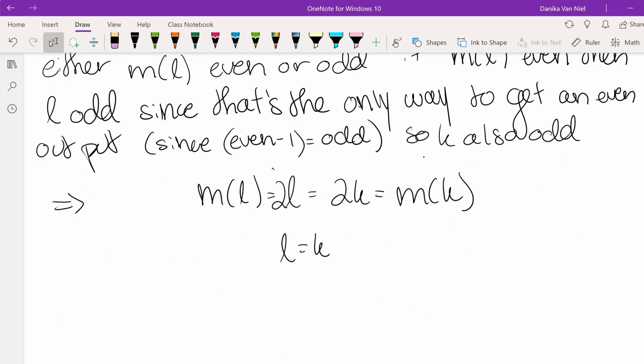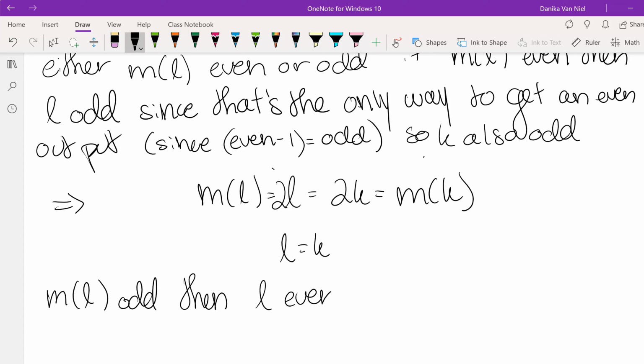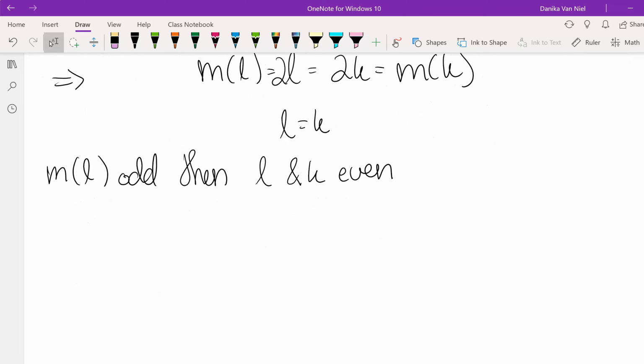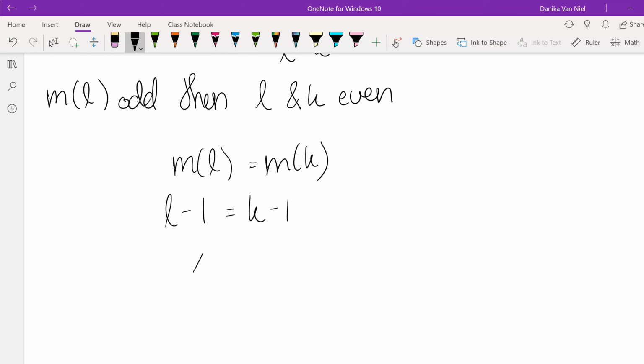So how about if m of L is odd, then L is even, so L and k are even. Remember, this is just a sketch. I would write it probably a little bit nicer. So L and k are even, so then we have m of L equals m of k, meaning that L minus 1 equals k minus 1. Well, we could just add 1 to both sides. We get that. Boom, roasted.